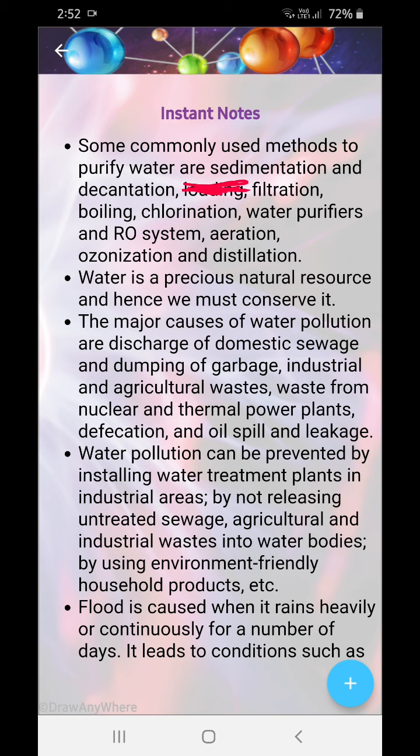Water is precious and needs to be conserved. Okay, because many places such as the deserts are facing a water crisis. The major causes of water pollution are the discharge of domestic sewage, dumping of garbage, now please mark them, industrial and agricultural waste, waste from nuclear and thermal power plants, defecation, oil spill and leakage. Oil spill is a severe cause. Okay, oil spill, in many seas there are oil spills and many organisms are dying due to this.